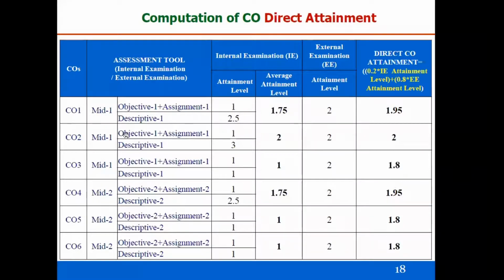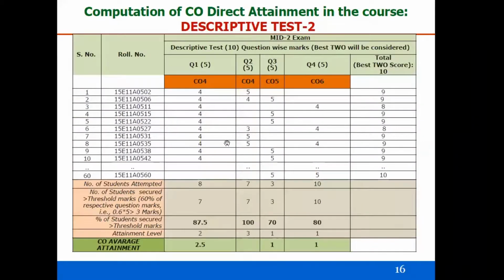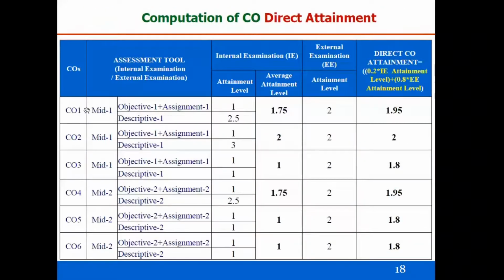Because for mid 1 objective plus assignment, we have taken all students' marks together. That's why this mid 1 component value is common for all the mid 1 related COs. That's why here we have taken 1. See here, for CO1 mid 1, the value for objective 1 plus assignment 1 is 1. Similarly for CO2, objective 1 plus assignment 1 only is considered. Then for CO3 mid 1, objective 1 plus assignment 1 only is considered.